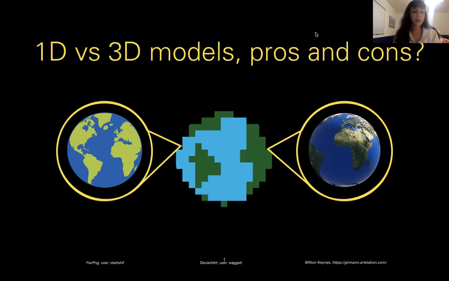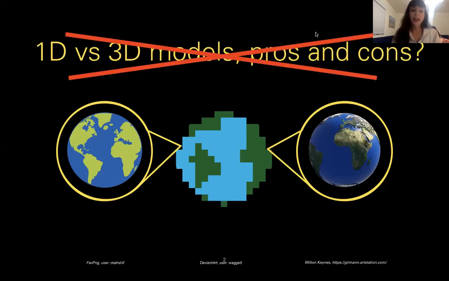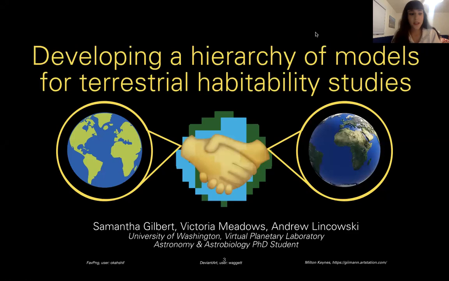So the original title of this talk, as shown on the schedule, was 1D versus 3D models, pros and cons. I actually want to revise the title of this talk because I think that title might be a little too combative. So the new title for this talk is Developing a Hierarchy of Models for Terrestrial Habitability Studies. I'll still offer a comparison of 1D and 3D models, but by the end of this talk, I really want to convince you that both 1D and 3D models have important roles to play in the exoplanet community.